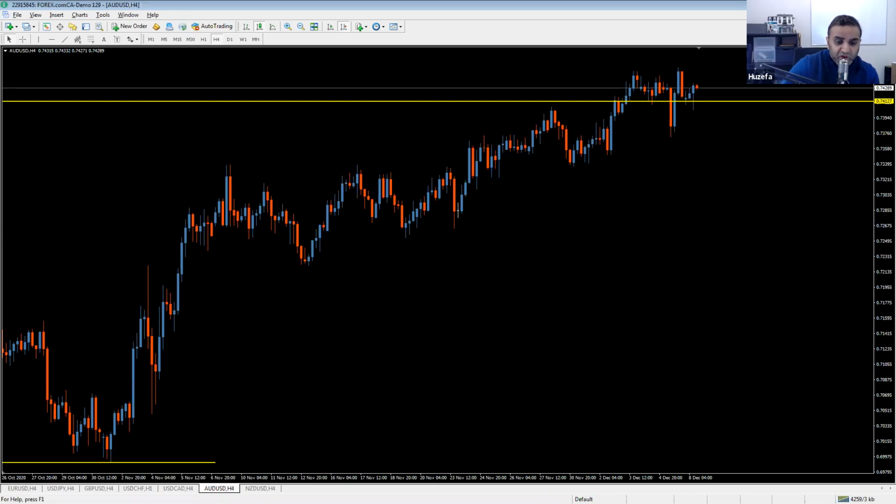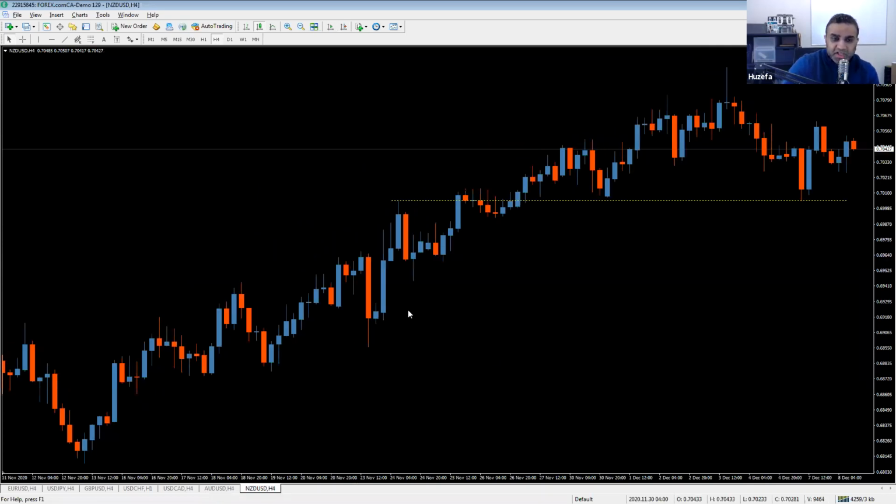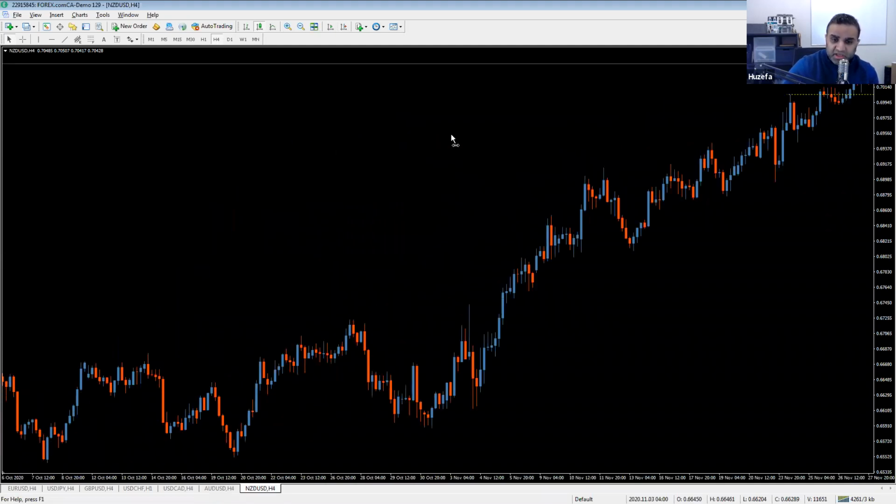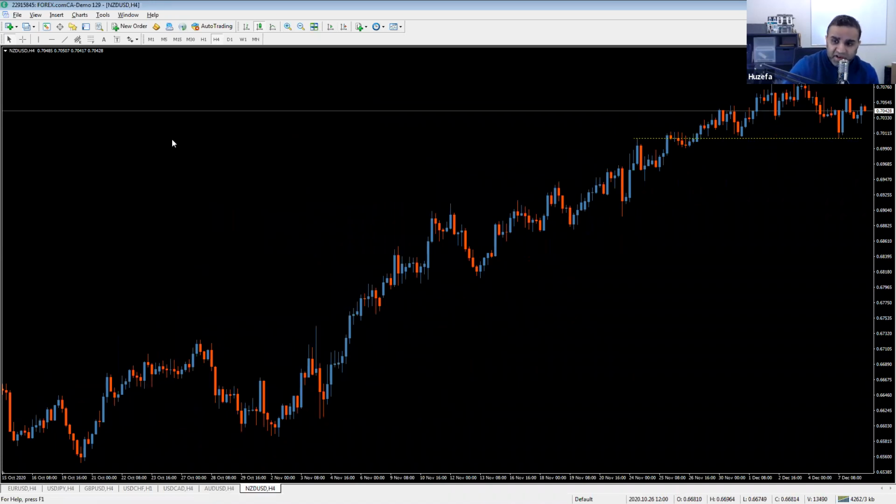Now moving on to the New Zealand dollar. As you can probably imagine, it's going to be quite correlated to the Aussie dollar. If you look at the New Zealand dollar 4-hour chart, it's in a really nice uptrend. I've marked this mini support it's made. It's not a huge support, just a couple of 4-hour bars.